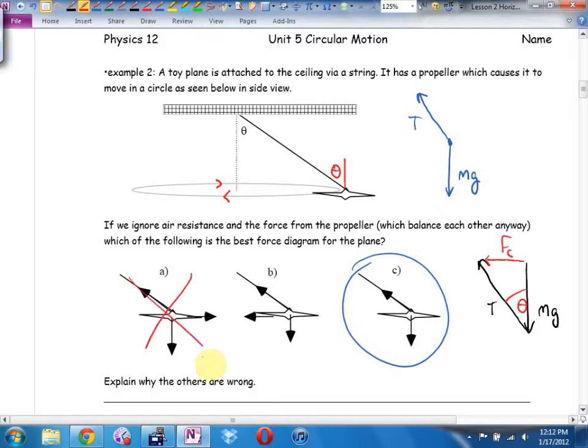This one is wrong. It's added centripetal force. Actually, it doesn't need to be added. It pops up when I add those two together, tip to tail. We don't need to put Fc on our free body diagram. It'll be there.